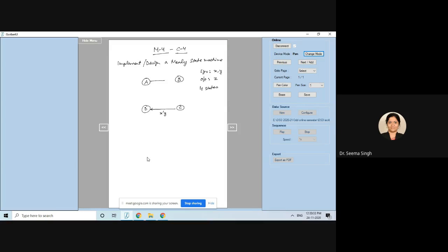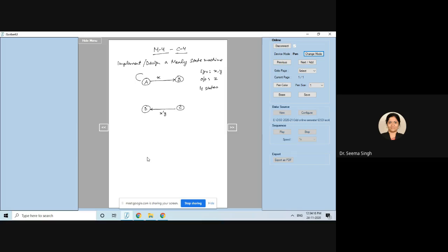Now, when I am showing the state change from A to B, and if I write only X, that means the state will change from A to B if X is equal to 1. When I do not mention Y here, Y is a don't care. That means if X is 1, Y 0, or X is 1, Y 1, then also the state will change. So make a note of this. The transition from A to B will happen if X is equal to 1 and Y is don't care. Means if Y is either 0 or 1, the state will change if X is 1.